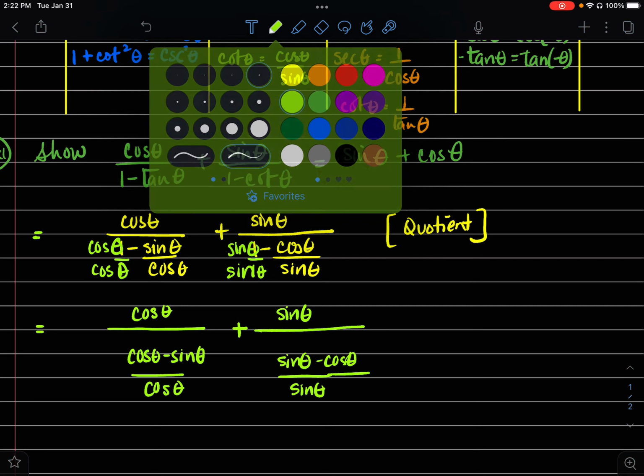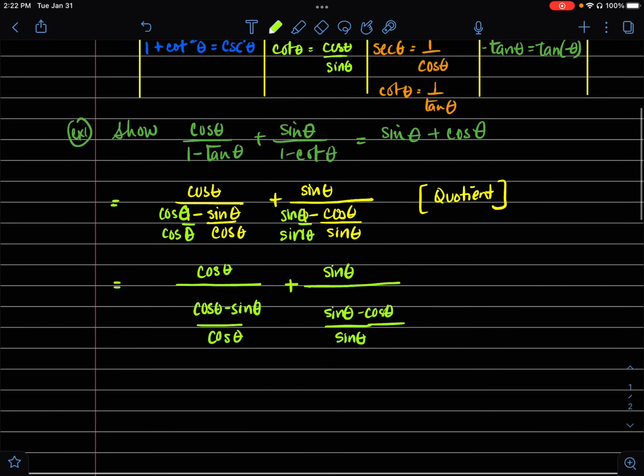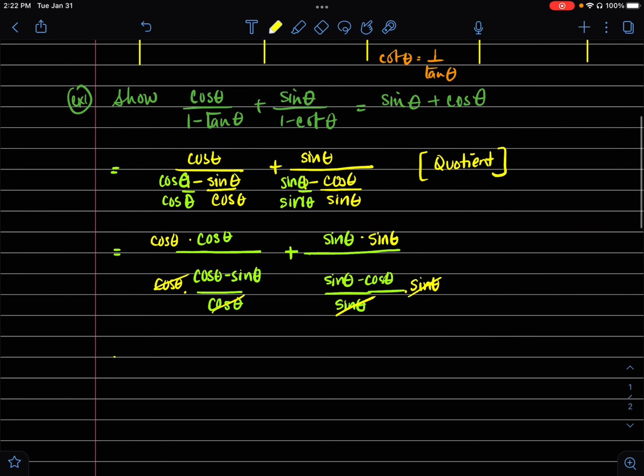Now I do notice this is a fraction. To get rid of the cosine and the sine, you could either keep change flip, or if I multiply this by cosine, this cancels out, which is what I want to do. I want to get rid of the denominator of the denominator, but then technically you have to multiply the numerator also. Over here, to get rid of sine, it would be nice to just multiply by sine. That cancels out. Got to do that here as well to make it fair and square.